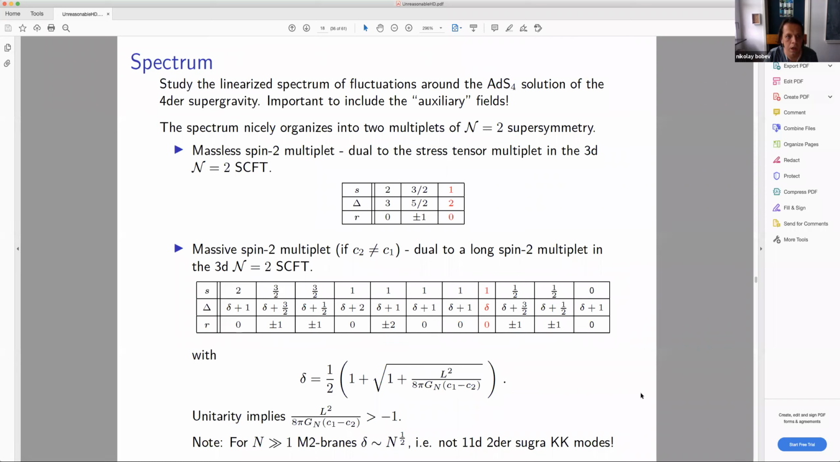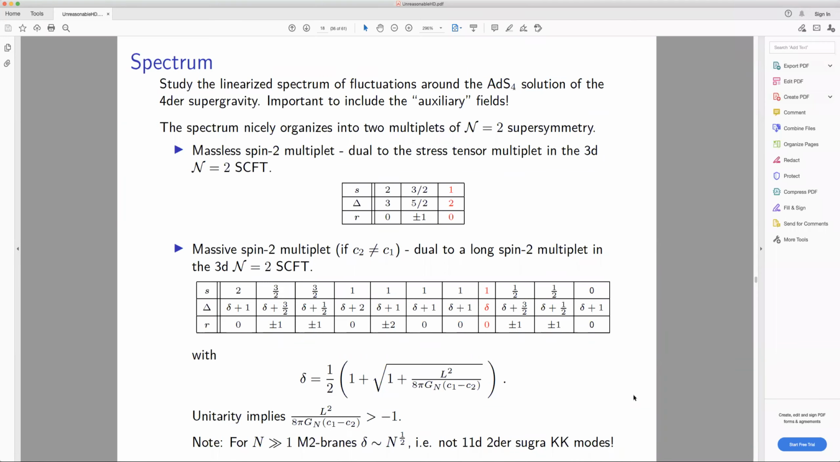Okay, so are there any questions? If you wish, all of the things I said in the past 20 minutes or so are predictions for 3D CFTs of the class that arises from M theory on a Sasaki-Einstein manifold.